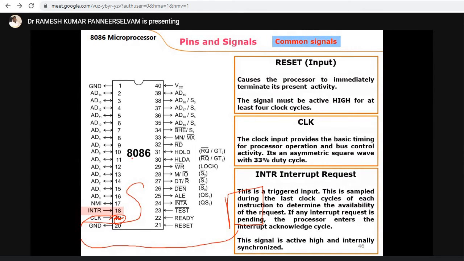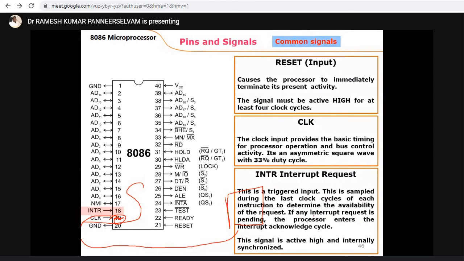Normal execution means fetch, decode and execute. When this cycle is disturbed, for example by a power failure, the power failure is indicated through NMI, the non-maskable interrupt. You cannot stop a power failure. But if you want a DMA operation, which is an internally initiated operation, it can be requested through this INTR.